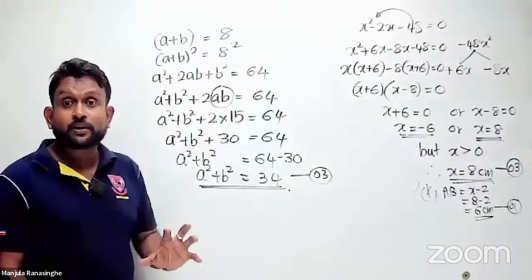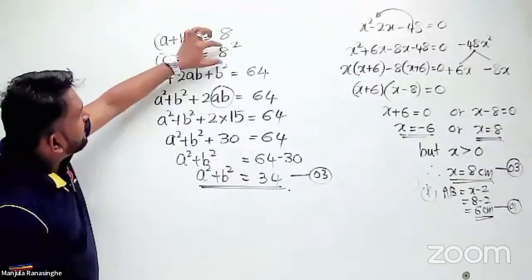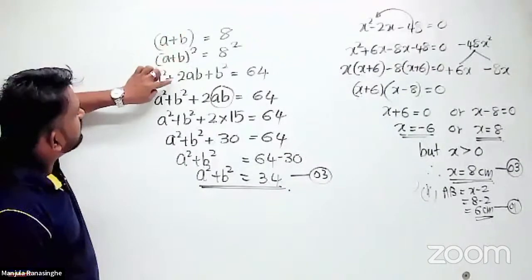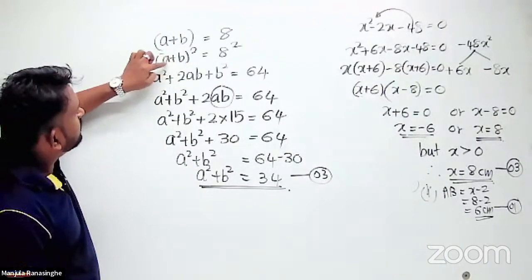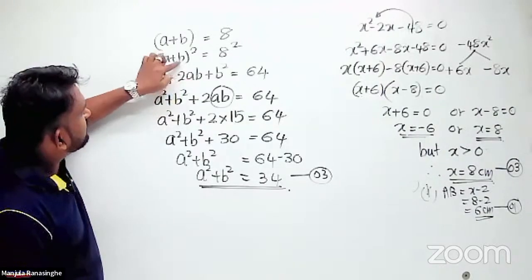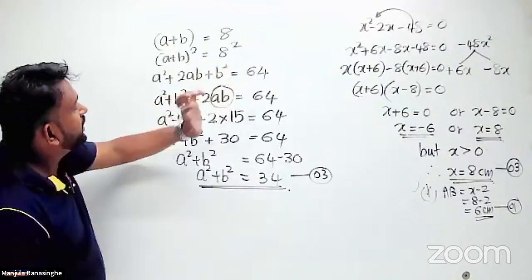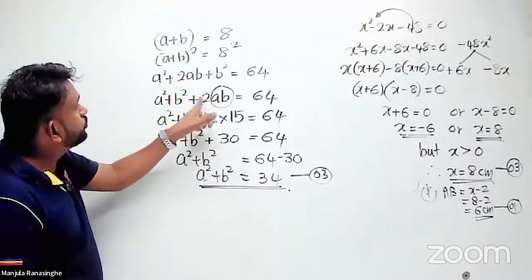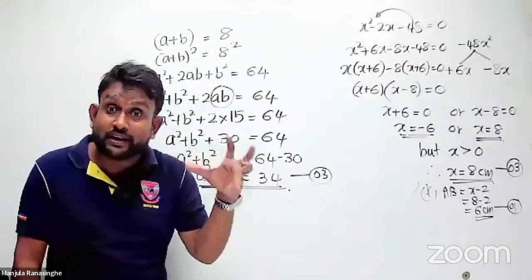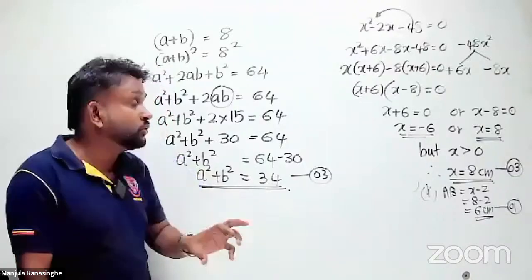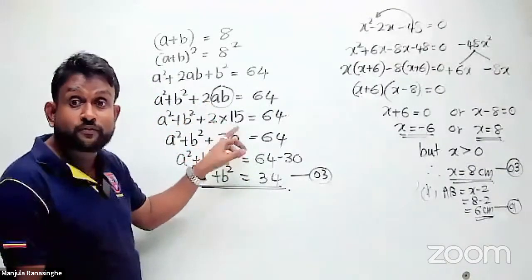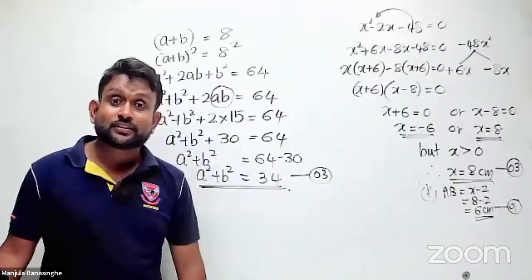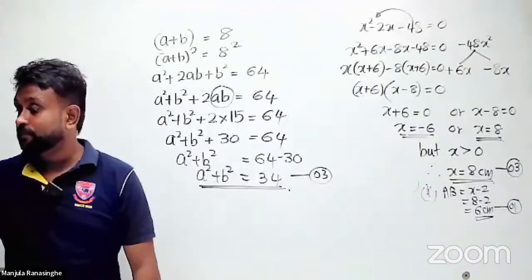What did we do? We got the perfect squares of both sides, and then we got the expansion. You know the perfect square: the first term squared plus 2 into the product of the terms, 2 into the product AB, plus the second term squared, equals the right side squared, 64. Now you write a squared plus b squared plus 2 into AB product, which is given, not A and B individually. The AB product is 15, then 2 into 15 is 30. Then you subtract 30 from the other side, and a squared plus b squared is obtained.